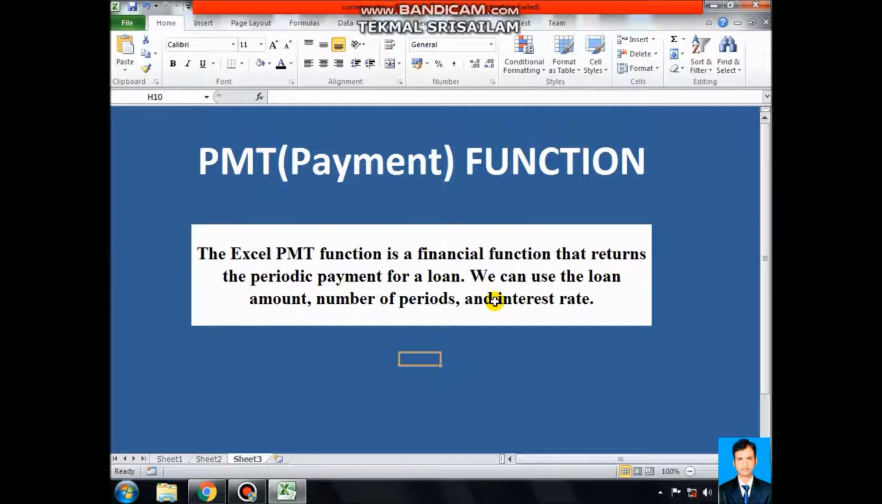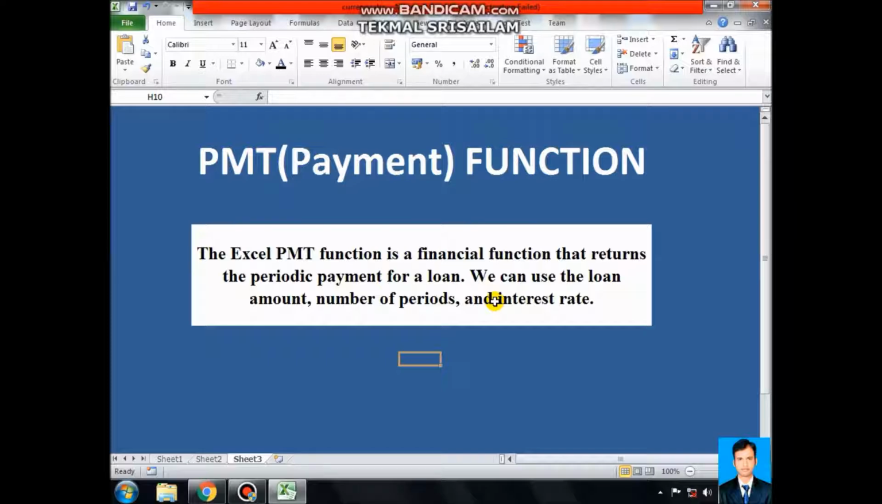In this video, I will explain the PMT function in Excel, that is the payment function in Excel. This is one of the important financial functions. Using this function, we can calculate the repayment amount of a particular loan. A loan can be a personal loan, house loan or a car loan.